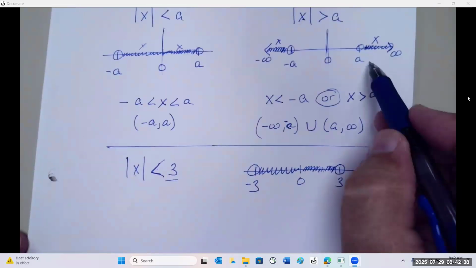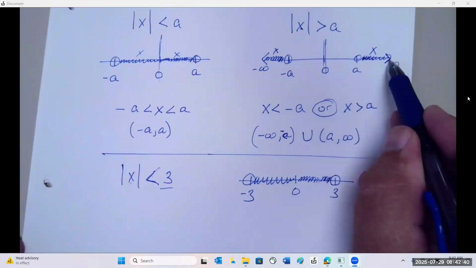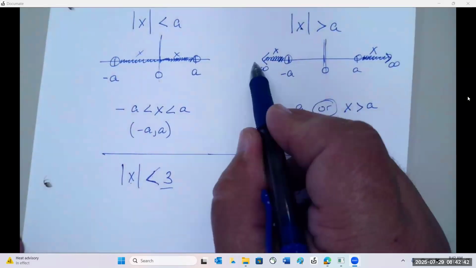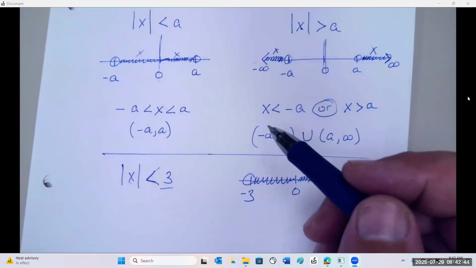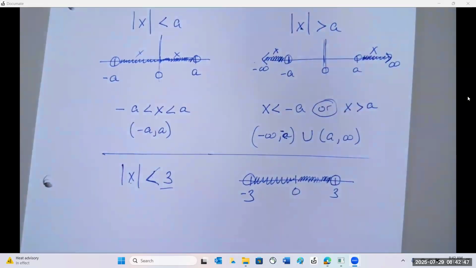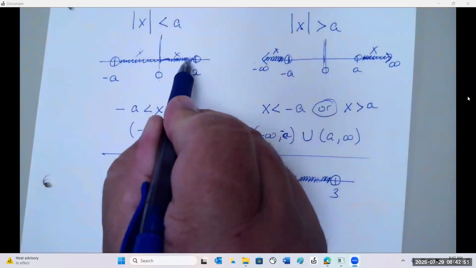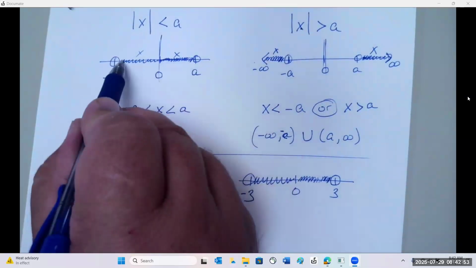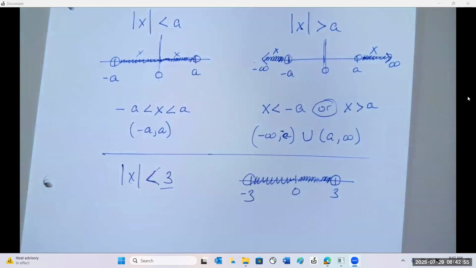Think of this one. If I'm greater than A, then I have to be less than negative A. The positives and negatives are simply opposites of each other. So if this is less than A, then this has got to be greater than negative A. It's got to be the opposite statement.